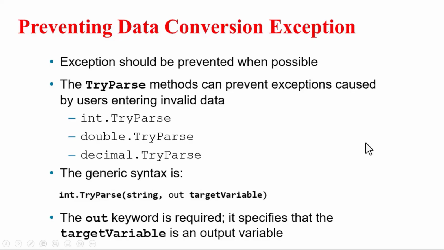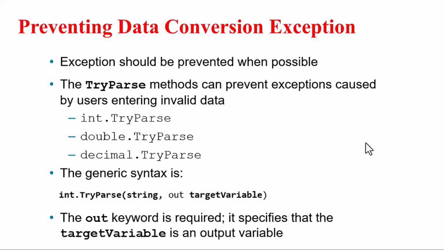We have text boxes here. We're trying to bring in numbers, and while we as programmers know that numbers are supposed to go in there, our users don't necessarily know that. So getting that to work is something that we're going to be talking about now. Preventing data conversion exceptions. That's really what we're talking about here.